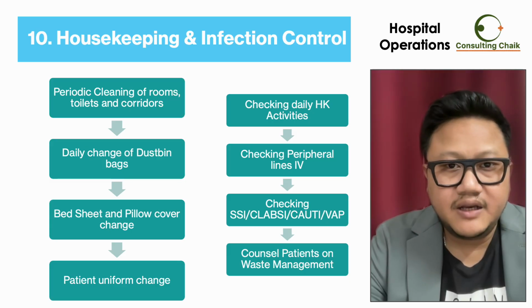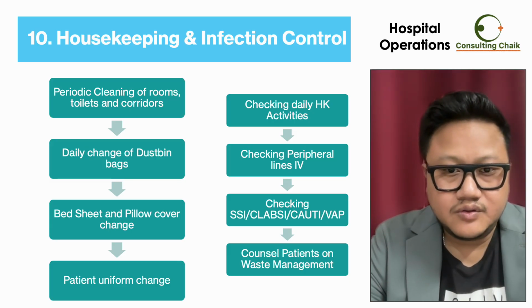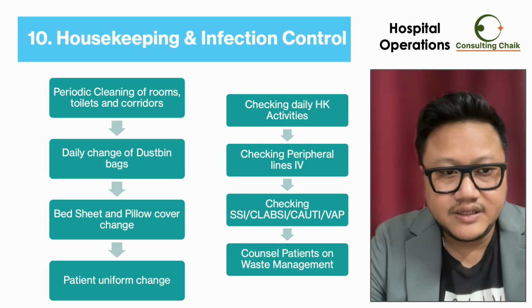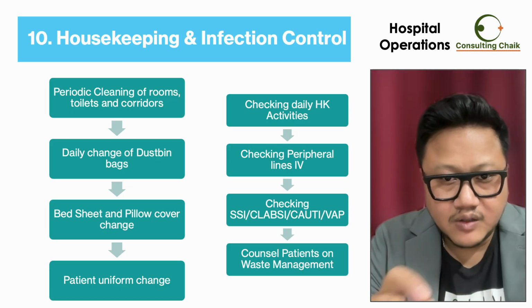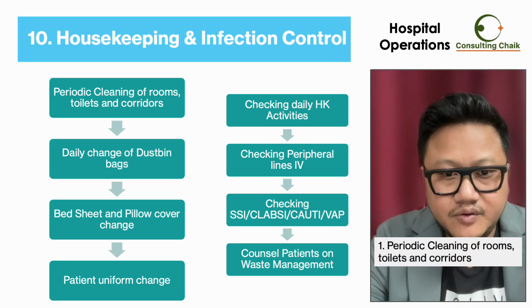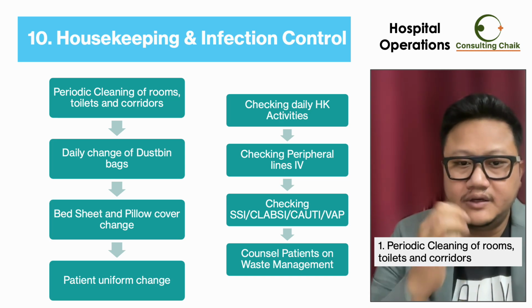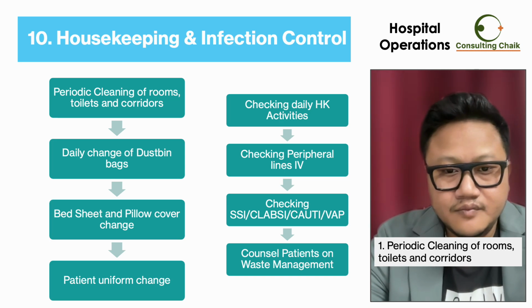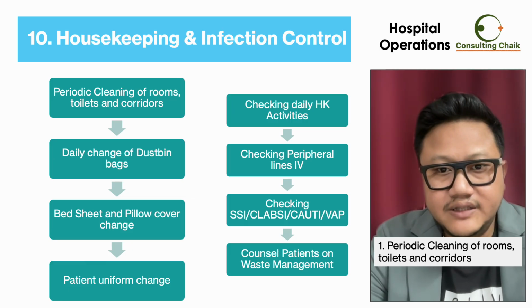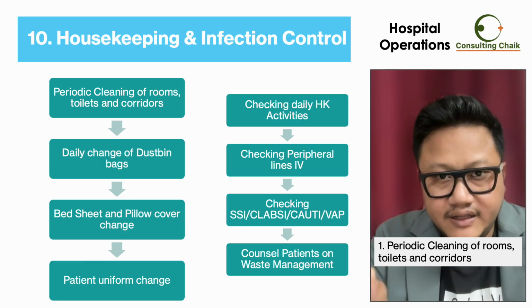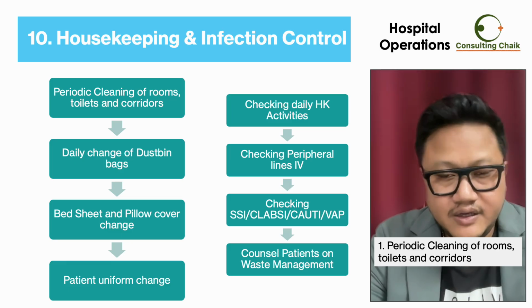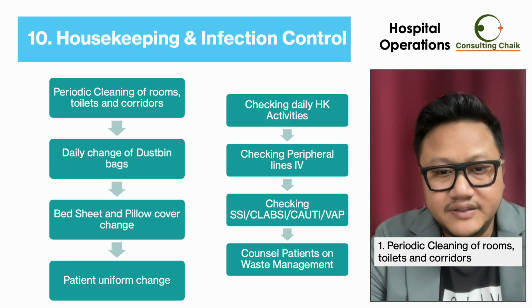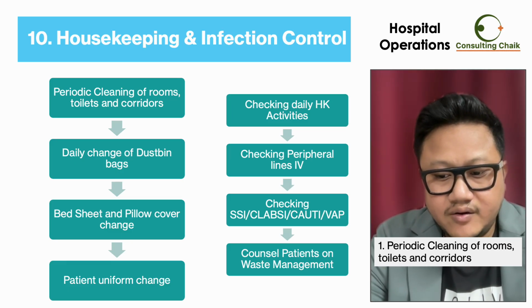Then comes the housekeeping and infection control. So on the left side you can see housekeeping, they have to do periodic cleaning of rooms and toilets, corridor and other open spaces. Okay, so they need to have a checklist that they have cleaned this on this time, and who has done it, who has supervised it. So those records should be there in those respective places.